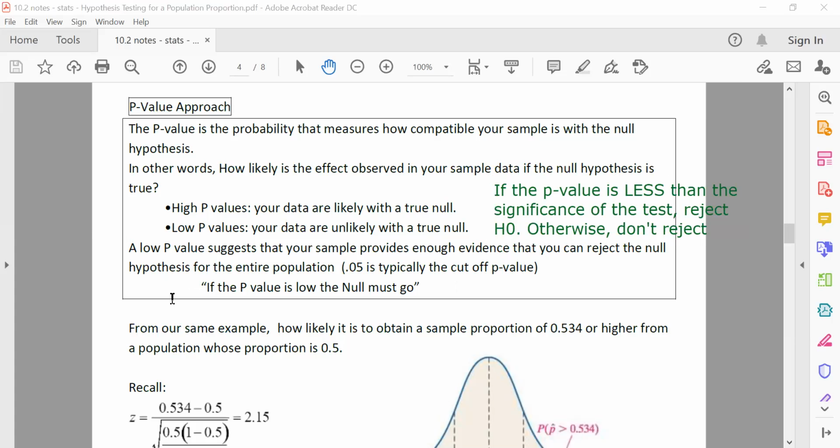A good little way to remember that is this cute little rhyming statement. If the p-value is low, the null must go. So a small p-value favors rejection. It says 0.05 is typically the cutoff. Well, it's really just whatever alpha is. And alpha, we usually pick an alpha of 0.05. Not always, but we can.